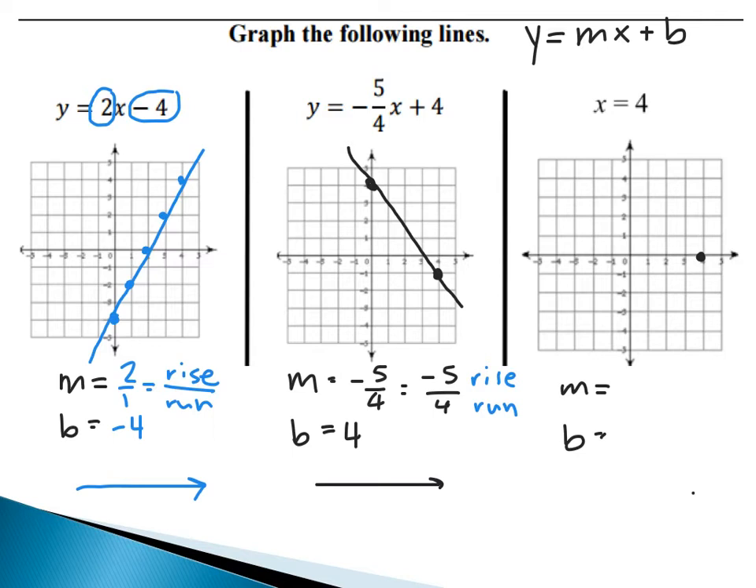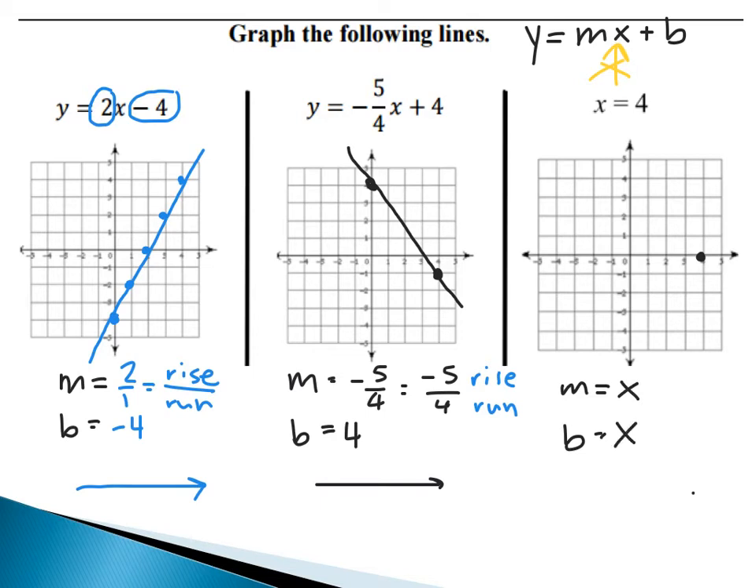Well, in this case, you should notice that you don't have the form y equals mx plus b. This is not the same form that you see up here. So what does x equals 4 represent? What this is telling you is that x is always going to equal 4. So no matter what y is, x is going to be 4. So in this case, we can't really get a slope and a y-intercept.